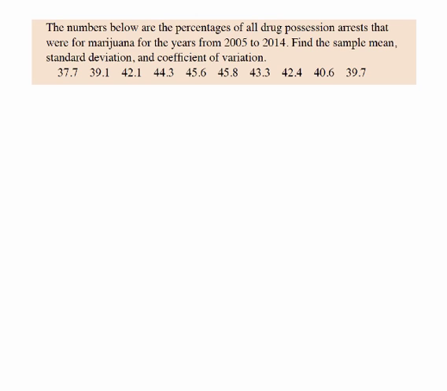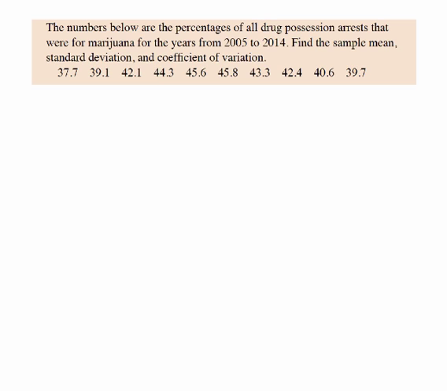Well, I still think it's a really good idea to be able to compute means and standard deviations by hand. Now that we've learned how to use technology to do that, it seems like a reasonable idea to go ahead and take advantage of that technology. And here we're given a list of percentages of all drug possession arrests in the US that were for marijuana for the years from 2005 to 2014. And we're asked to find three things: the sample mean, the standard deviation, and the coefficient of variation.